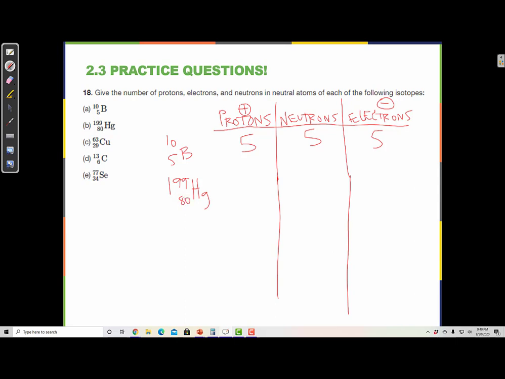This atom of mercury has an atomic number of 80, so it has 80 protons. It has 119 neutrons. And if it's neutral, then the number of electrons and the number of protons is equal. So 80 protons, 80 electrons.